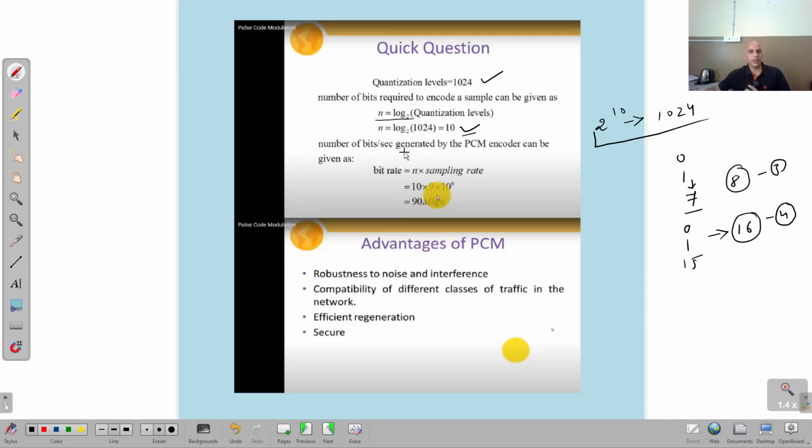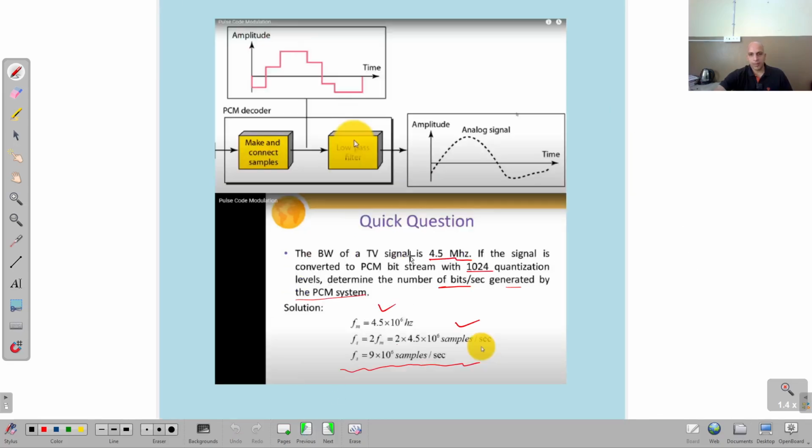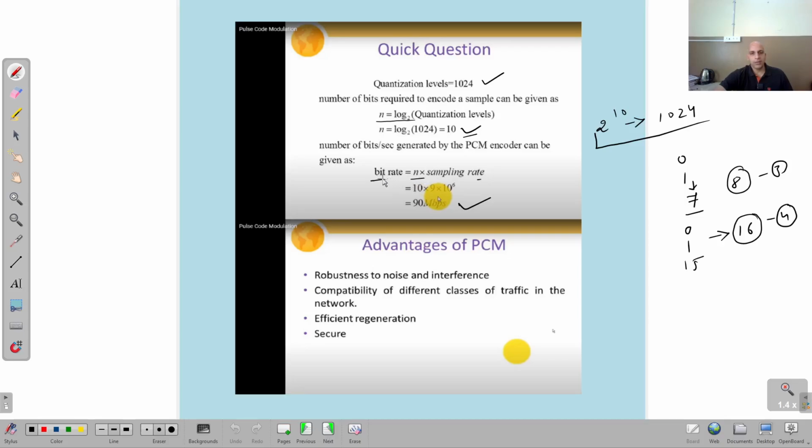The number of bits generated per second by the PCM encoder is given as bit rate equal to n times the sampling rate. So this is the answer, 90 megabits per second. This is the solution to the question that was asked: if the signal is converted into a bit stream with 1024 quantization levels, determine the number of bits per second generated by the PCM system. First we calculated the sampling rate, then we calculated the bit rate. Bit rate is the number of bits multiplied by the sampling rate.